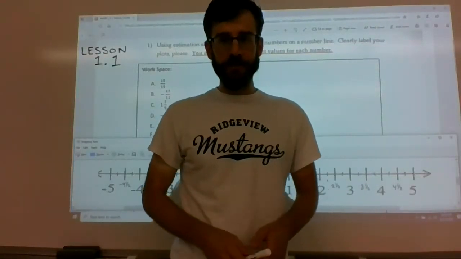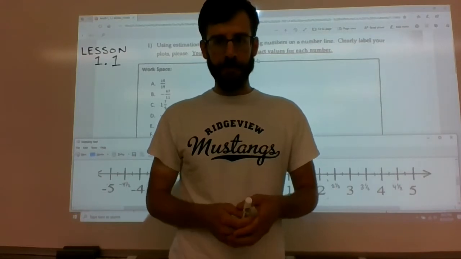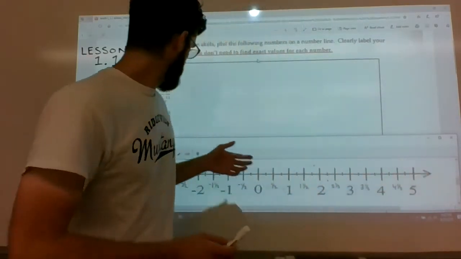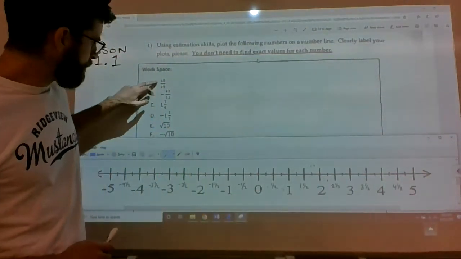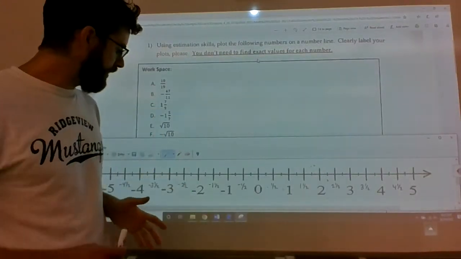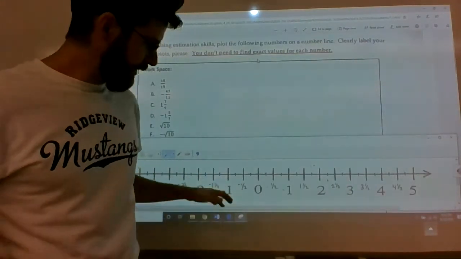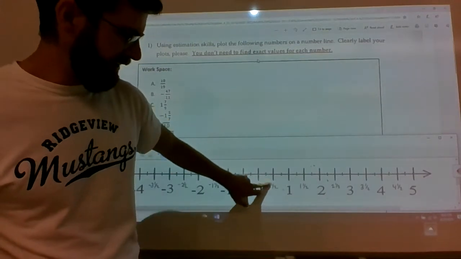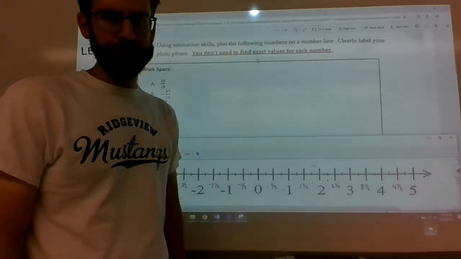Hello, ladies and gentlemen. You have stumbled upon the first lesson of the first chapter of Math 1. It's all about the number line, and we're going to be trying to figure out where fractions, mixed numbers, square roots, in some cases decimals, belong on a number line in which the only things that are marked are, it seems like every other tick mark is a half, and then you got whole numbers after that.